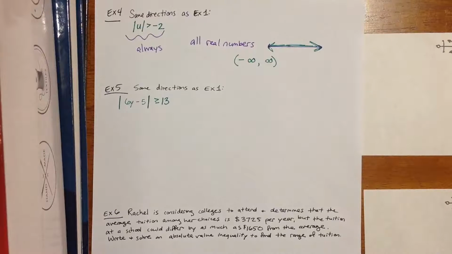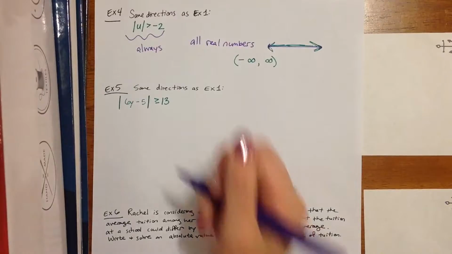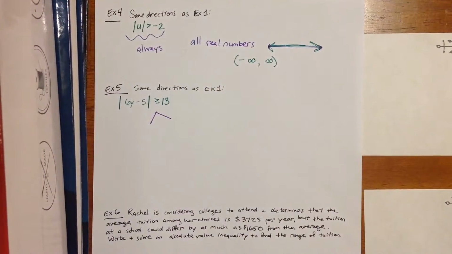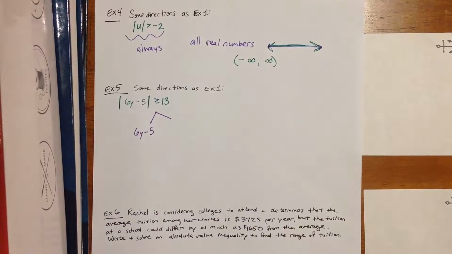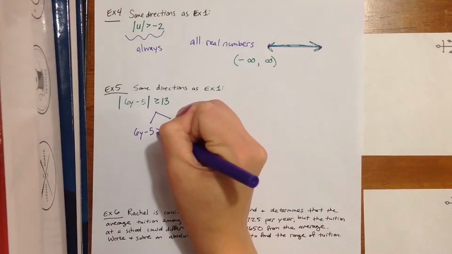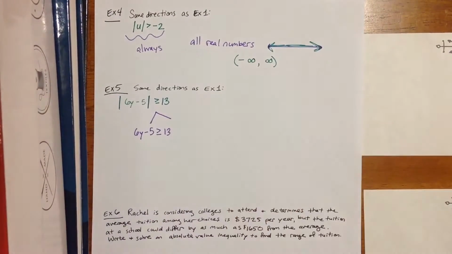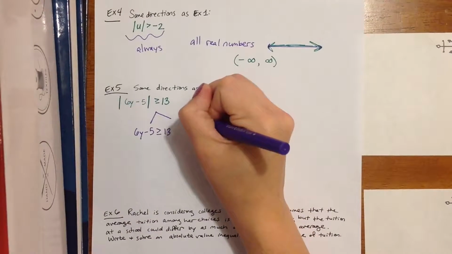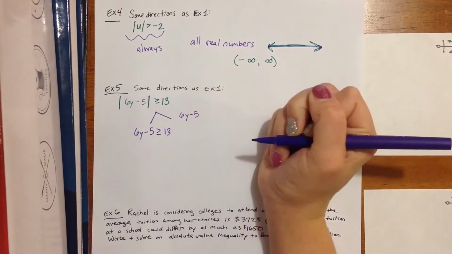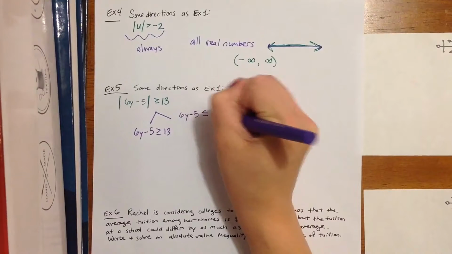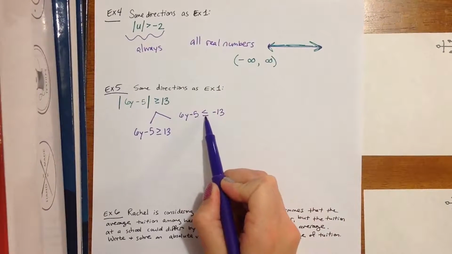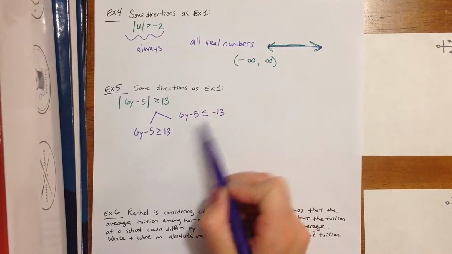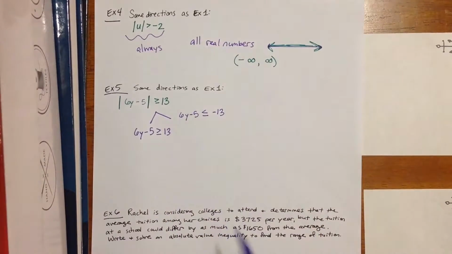Here we go, example 5. Following what we did in example 3, I need to split this into two separate situations. I have the expression in the absolute value bars being greater than or equal to 13, or I could have the expression in the absolute value bars being less than or equal to -13. Switch the inequality symbol, switch the sign. Those are your two options here, and we're going to solve both of these.